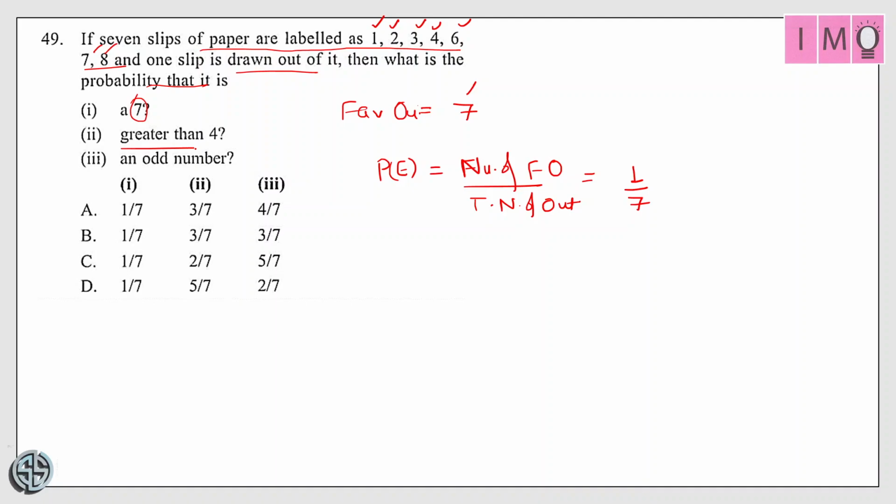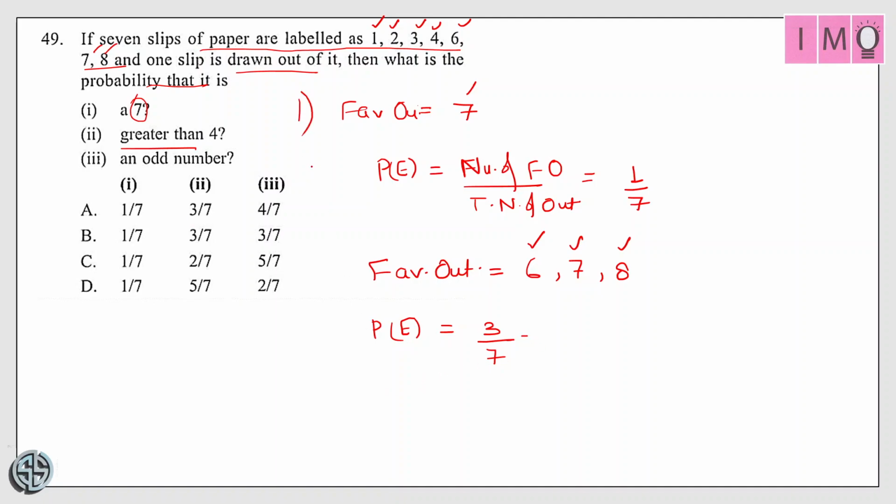Now let's move to the next section. You have to find the probability of the event when the number is greater than 4. So what will be the favorable outcome here? The favorable outcomes greater than 4 will be either 6 will come, 7 will come, or 8 will come. But for finding the probability, you have to concentrate on the number of favorable outcomes. So you can count how many favorable outcomes are there. There are 3 favorable outcomes, right? So 3 favorable outcomes, and the total number of outcomes is 7, since 7 slips are there. So 3 upon 7. Now you can see either A will be correct or B.